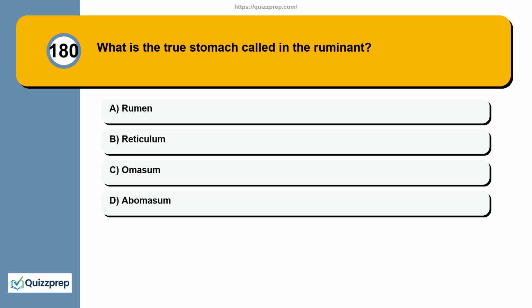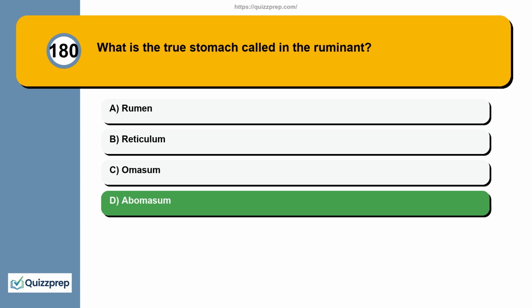Question 180. What is the true stomach called in the ruminant? Option A, rumen. Option B, reticulum. Option C, omasum. Option D, abomasum. The correct answer is option D, abomasum.